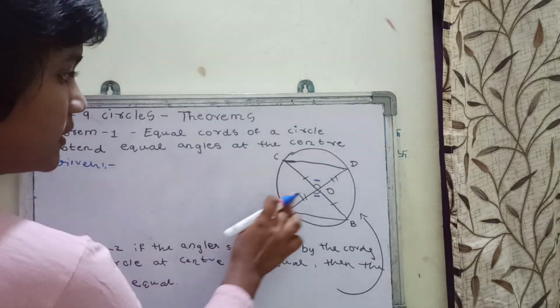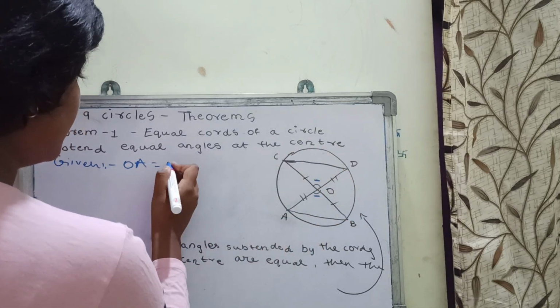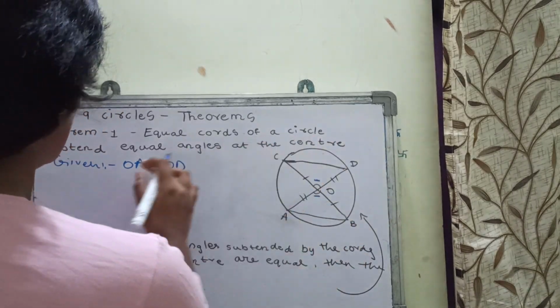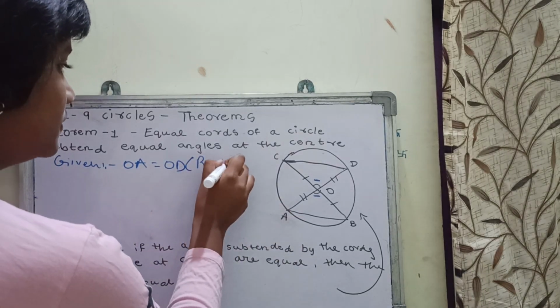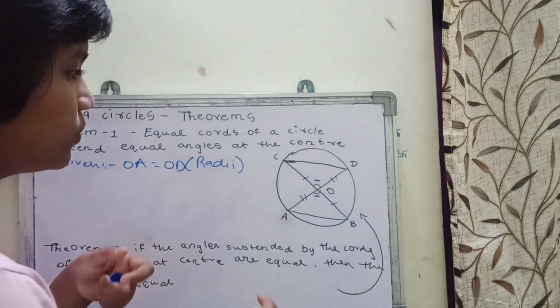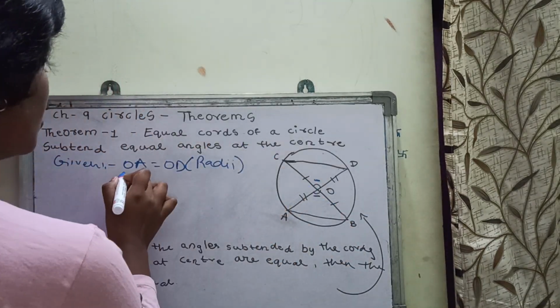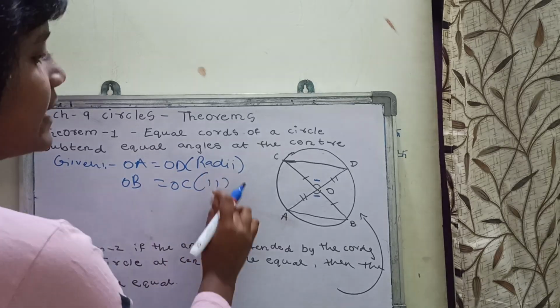What is given? OA is equal to OD. This is from triangles AOB and COD. OA is equal to OD because they are radii. Radii of a circle are equal, right? So after completing this, we have OB is equal to OC. Why? This is also radii only.